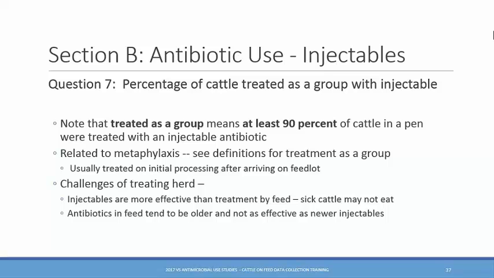Note that in the definitions earlier in the manual, we've defined what treatment as a group means, and that means that at least 90% of the cattle in a pen were treated with an injectable antibiotic. On page 68, you'll see some hypothetical situations, some questions for more context around the treatment as a group with an injectable. These are related to metaphylaxis, where animals are usually treated on initial processing after arriving on the feedlot.